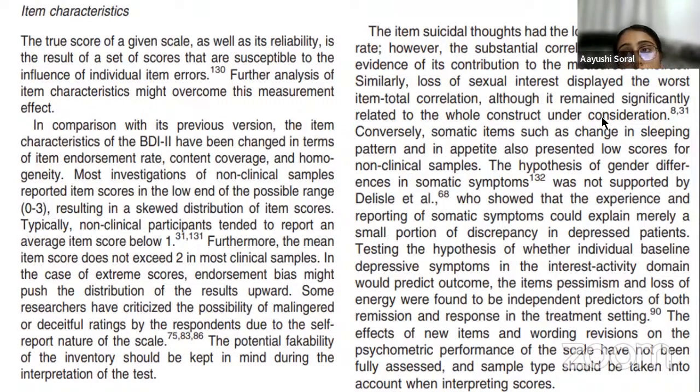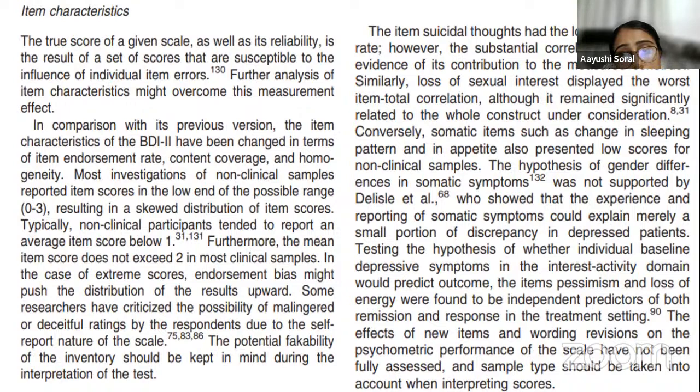So the item suicidal thought had the lowest endorsement rate. However, the substantial correlation still provides evidence of its contribution to the measured construct, because it was initially measuring depression for screening, and we all are aware the ultimate result of depression is suicidal tendency. So we have already discussed this in the item of the suicidal part. The item on suicidal thought had the very lowest endorsement but has a very good correlation, which shows that it is actually contributing to the measurement of depression.